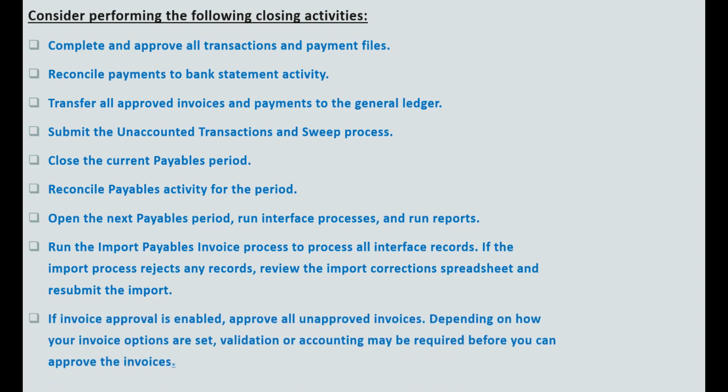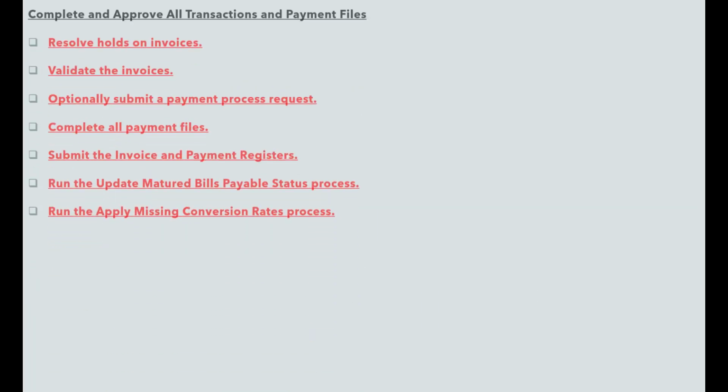If invoice approval is used, as I said before, approve or unapprove depending on how your invoice options are set. Validation or accounting may be required before you can approve the invoices. This is in the setup of the payables invoice options. There is one checkbox: whether you validate or account before the approval, or validate after approval of the invoice.